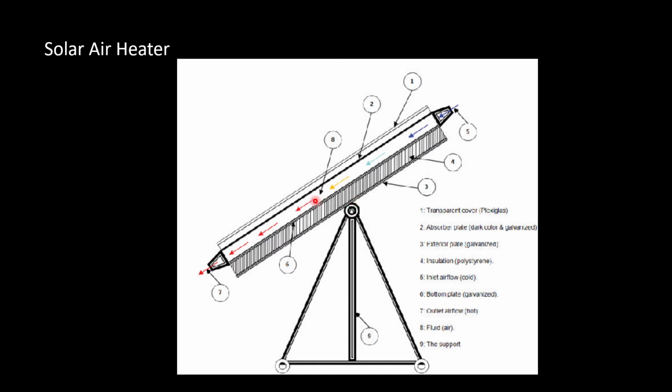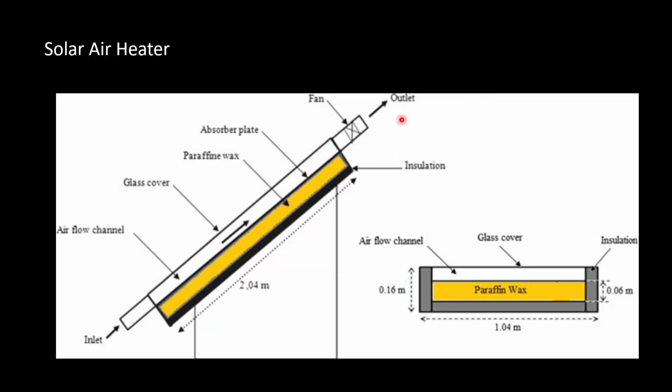The solar air heater works similar to a flat plate collector. That is, we have a black surface coated absorber material here. Number two is the absorber plate, and beneath that there is a tube through which the air flows. We also have a transparent cover here. So this is how it is working. This paraffin wax will act as insulation, that is, it reduces the heat loss due to conduction.